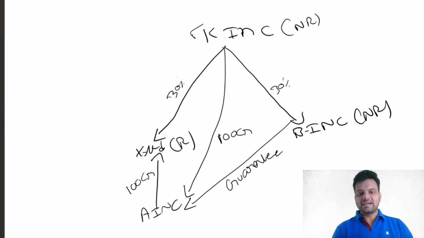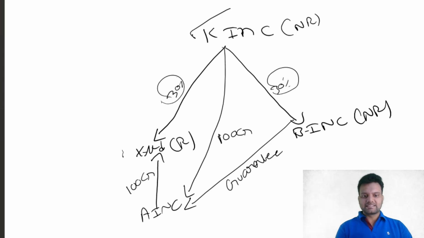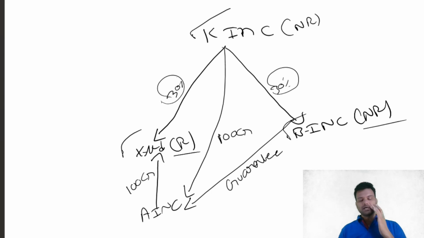First of all, KINC is one company. KINC has a stake of 30% in X Limited, the Indian company, and BINC, non-resident. This is resident, this is non-resident. In both companies KINC has a 30% stake. That means X Limited and BINC are associated enterprises of KINC. If you remember the associated enterprise definition, you will be able to relate to this. So X Limited and BINC are associated enterprises.